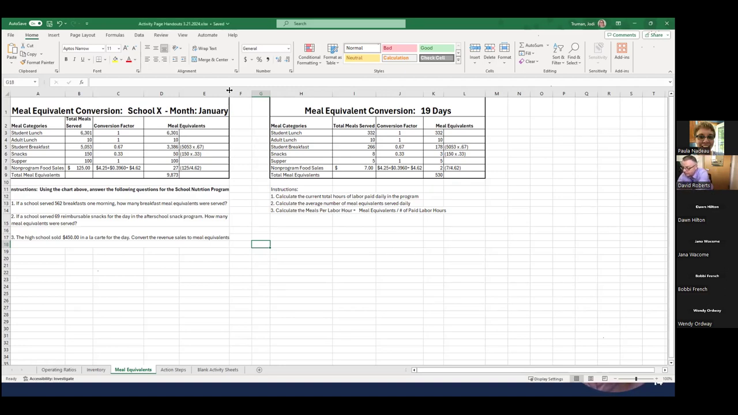So it was 562 meals. So you're going to take 562 breakfasts and times it by the conversion factor of 0.67, which is right here. And that answer is 377 meal equivalents. And that is the answer that we were just given.